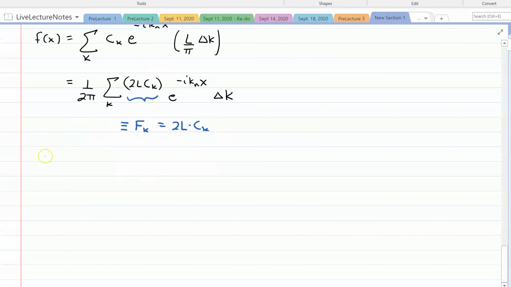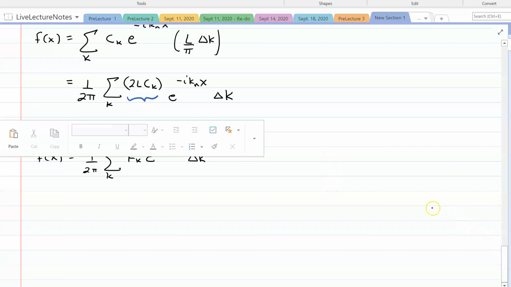Okay. So what do I have there for f of x? F of x is equal to 1 over 2 pi, sum over k, f sub k, which is some constant, e to the minus I kn x times delta k. I really haven't done much. I've just renamed things, and I've changed from my variable being n, which has a spacing of 1, to my variable k, which has a spacing which depends on the period.